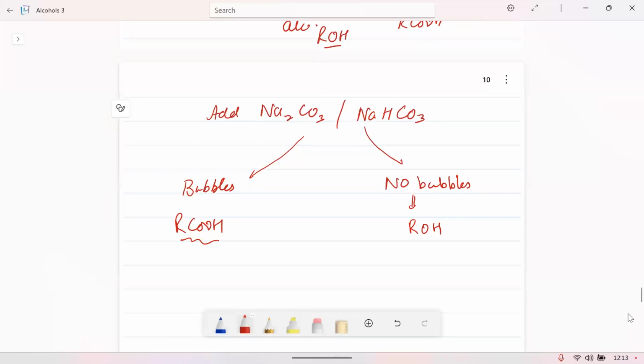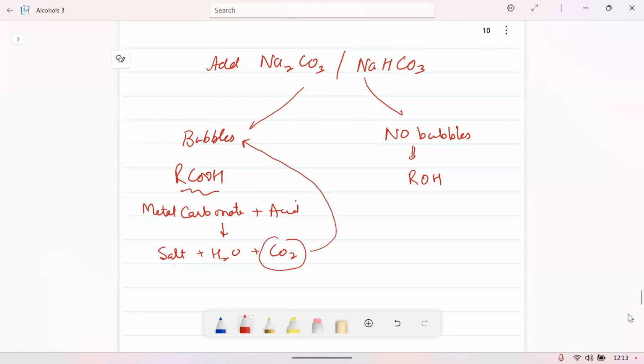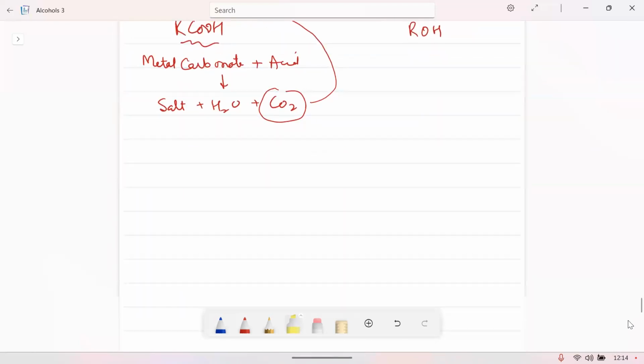The reason for this is our concept that metal carbonates react with an acid to give you salt, water, and carbon dioxide. So it is this carbon dioxide that shows up as bubbles. Alcohols are not acidic. So to know whether a carboxylic acid is present or not, you simply have to add some amount of sodium carbonate to the oxidation product. If there are bubbles, it is an indication it is a carboxylic acid.